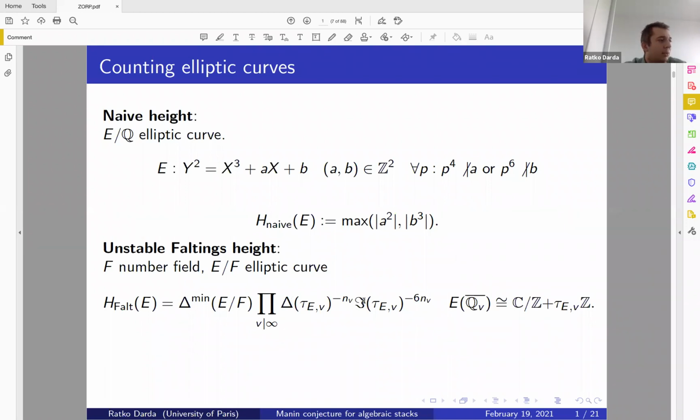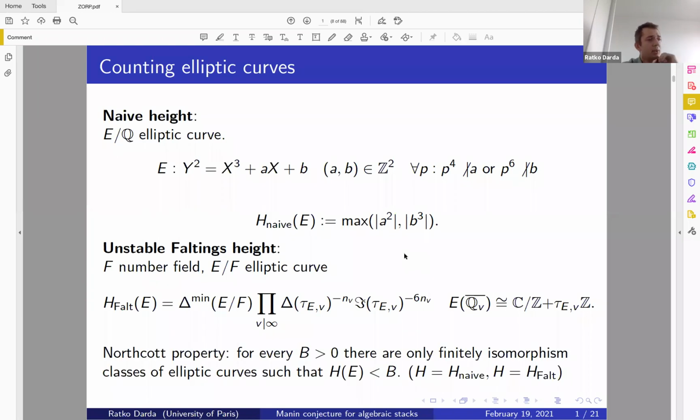Here this is the imaginary part, and we can see that in fact delta times the imaginary part to the power 6 is a function which is invariant under the SL2(Z) action on the upper half plane. We can take any tau; you can take it in the fundamental domain. You take this product and you get the Faltings height. Now this height satisfies the following property.